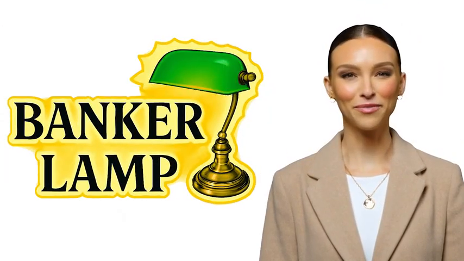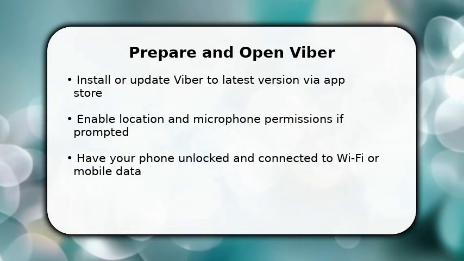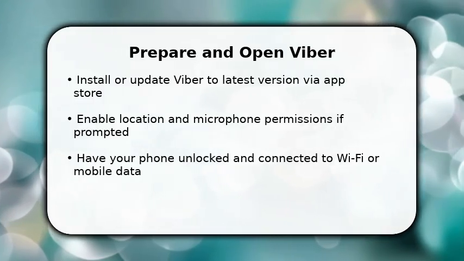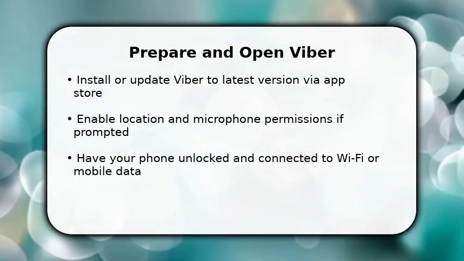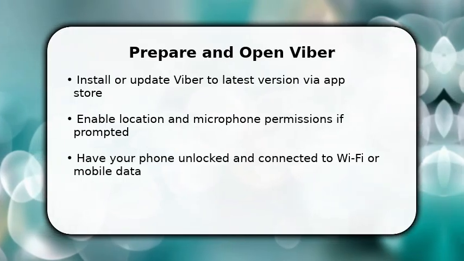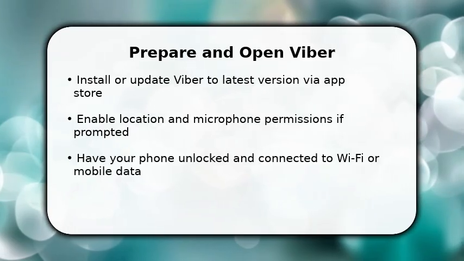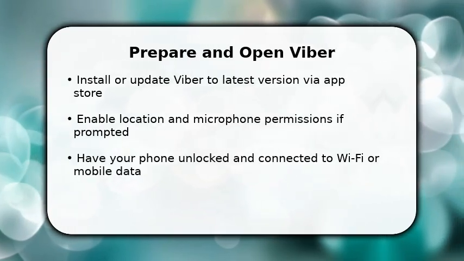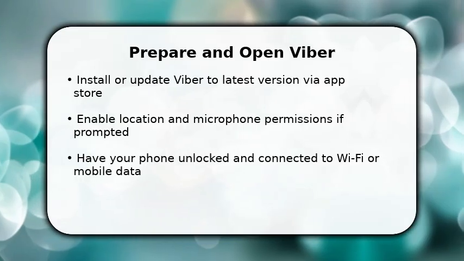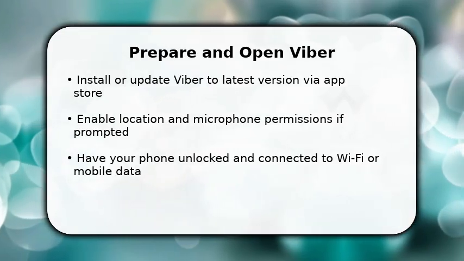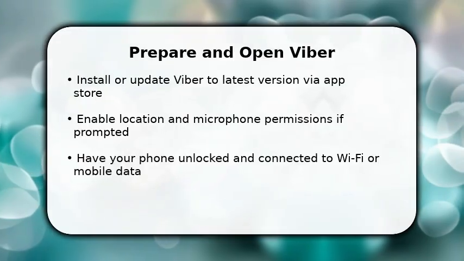Please enjoy the video. You start by launching Viber immediately. Make sure the app is updated so notification settings match current screens. Updates often change menu layout. Once Viber opens, tap More, the 3 horizontal lines or More tab, to reveal settings. If you see a permissions prompt for notifications, accept it now so system toggles appear.